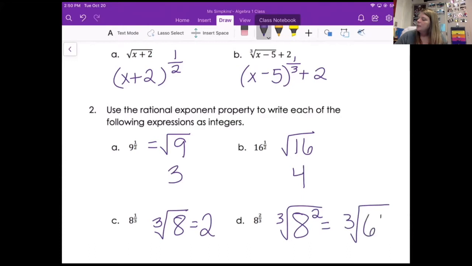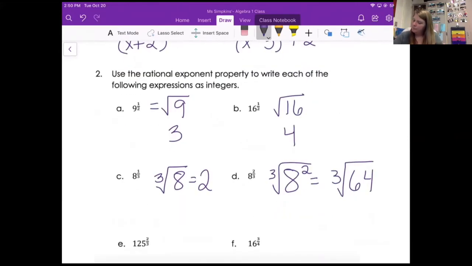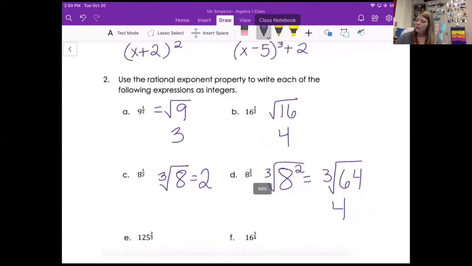64. And I want you to take a second, see if you can figure out what the third root of 64 is, meaning what number times itself 3 times gives you 64. 4 times 4 times 4. It is 4. Again, if you needed to use your calculator, cool, I'm cool with that. Or you could just know your third roots. It's totally up to you.